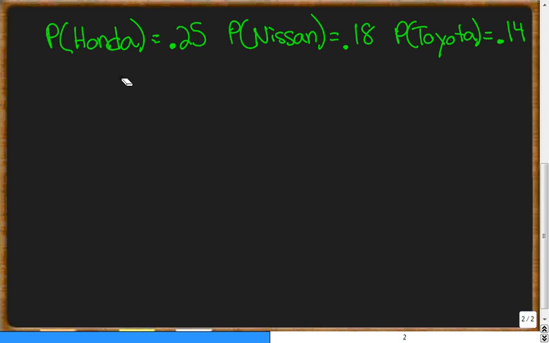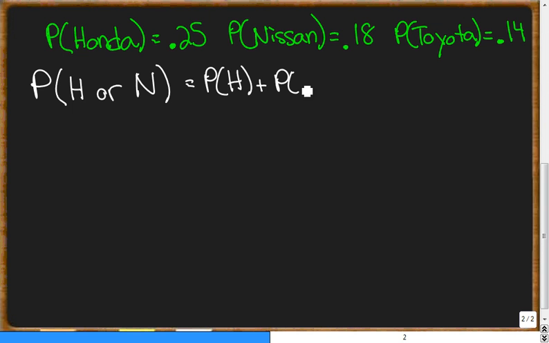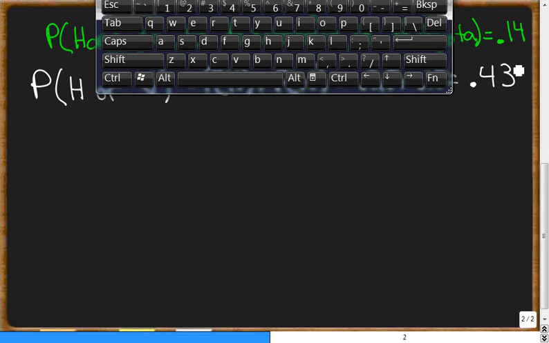So if I wanted to look at the probability, for example, that I had a Honda or a Nissan, that's the probability of a Honda plus the probability of a Nissan. So this is 0.25 plus 0.18, which equals 0.43, so 43%. So 43% of the time I'm getting a Honda or a Nissan. Not very complicated. We could do that with all sorts of these.